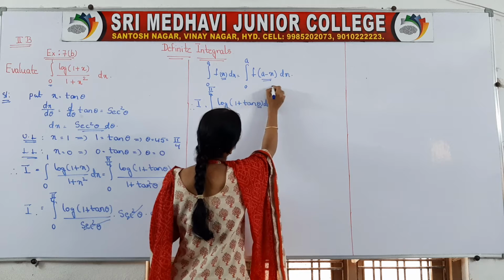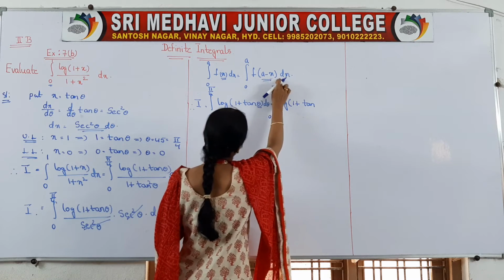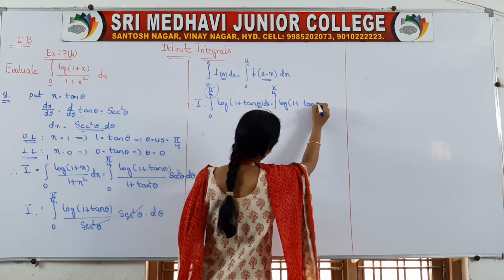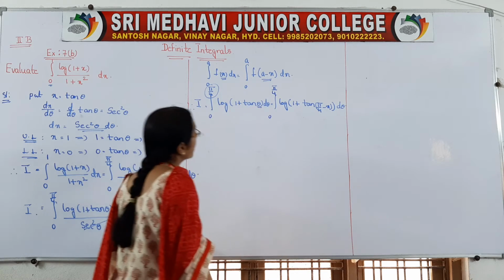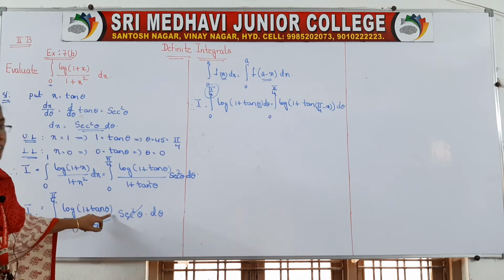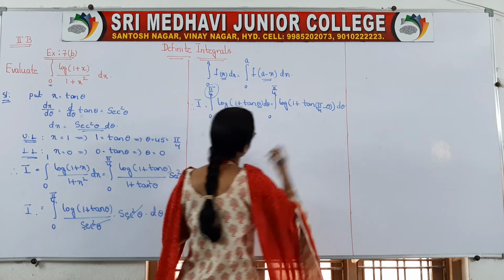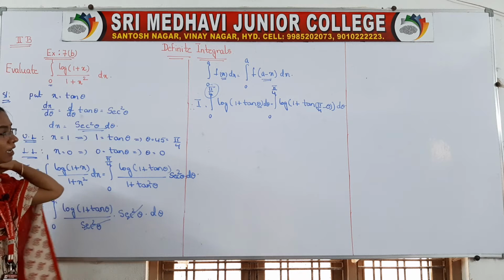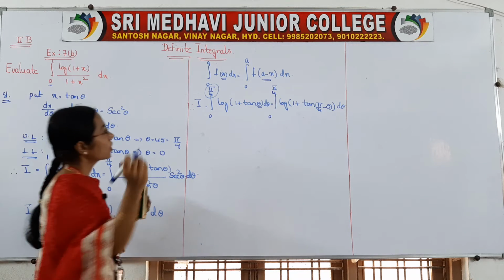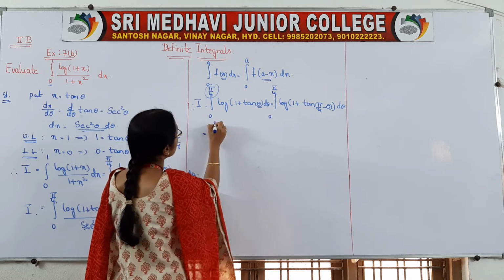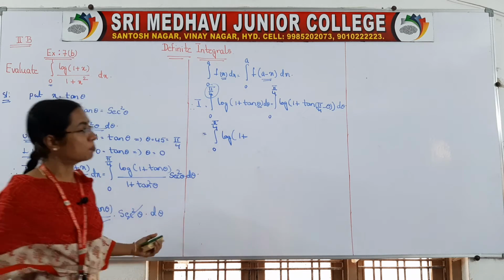So it is equal to integral 0 to pi by 4 of log of 1 plus tan of (a minus x) form. In a place we have pi by 4. So pi by 4 minus x into d theta. Here x is not there, theta is there. So pi by 4 minus theta. In general it is a minus x, but here in place of x we have theta. So it is pi by 4 minus theta. Okay, so it is equal to integral 0 to pi by 4 of log of 1 plus tan of (a minus b), right?